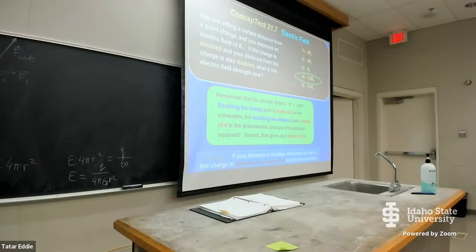So now in the follow-up question, you double the distance. What do you have to do with the charge to maintain the same electric field? Clearly, you have to quadruple the charge. So you have cancellation of 4 and 4, and the electric field stays unchanged.